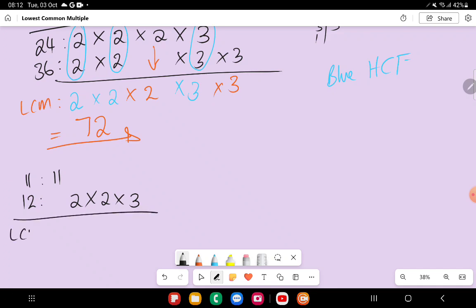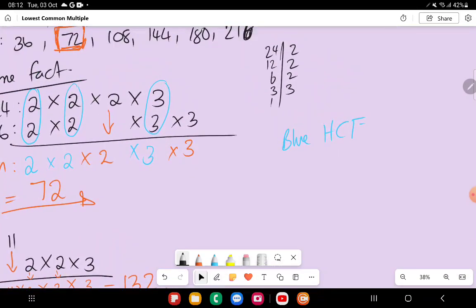For lowest common multiple, I bring everything down. So this comes down: 11 times 2 times 2 times 3. And that gives me a total of 132. Lowest common multiple is 132. Normally, I would write this from smallest to biggest, 2 times 2 times 3 times 11. But if you don't, it's not wrong. There's something called convention, the way we normally write things. In math, we like to write things from the smallest to the biggest.